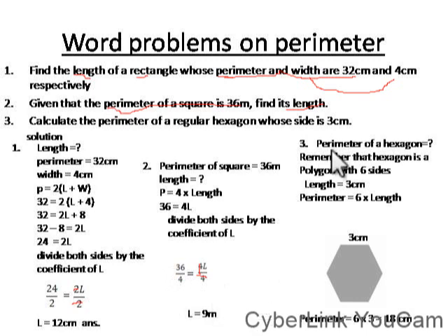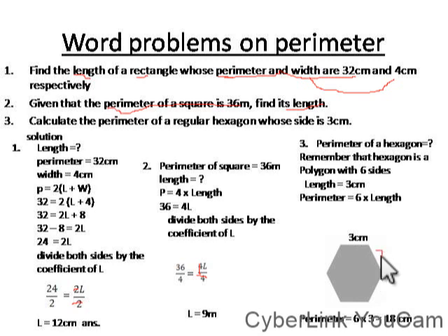Then the final one we have here is the perimeter of a regular hexagon. Whenever you hear regular hexagon, it means that each of the sides is equal to one another. We are being given one side length, which is 3 centimeters, meaning that each of the sides is 3 centimeters, because it is a regular hexagon. And a hexagon is a polygon with 6 sides.